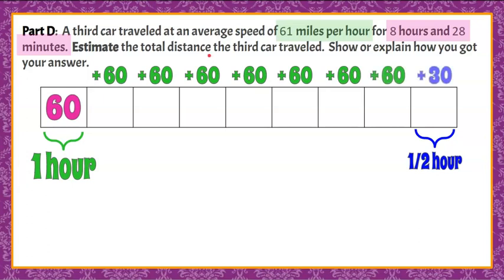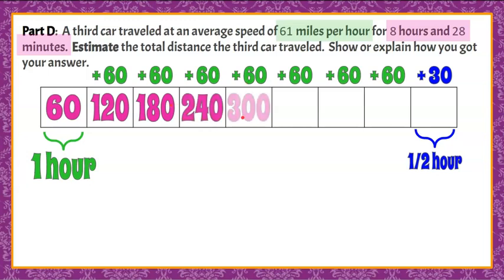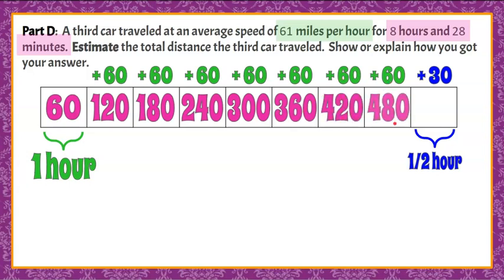Remembering that that last box is just half an hour. So we're going to do 8 60s and a 30. So 60 plus 60 is 120, plus 60 is 180, plus 60 is 240, plus 60 is 300, plus 60 is 360, 360 plus 60 is 420, 420 plus 60 is 480, and 480 plus that last 30 minutes is 510 miles.